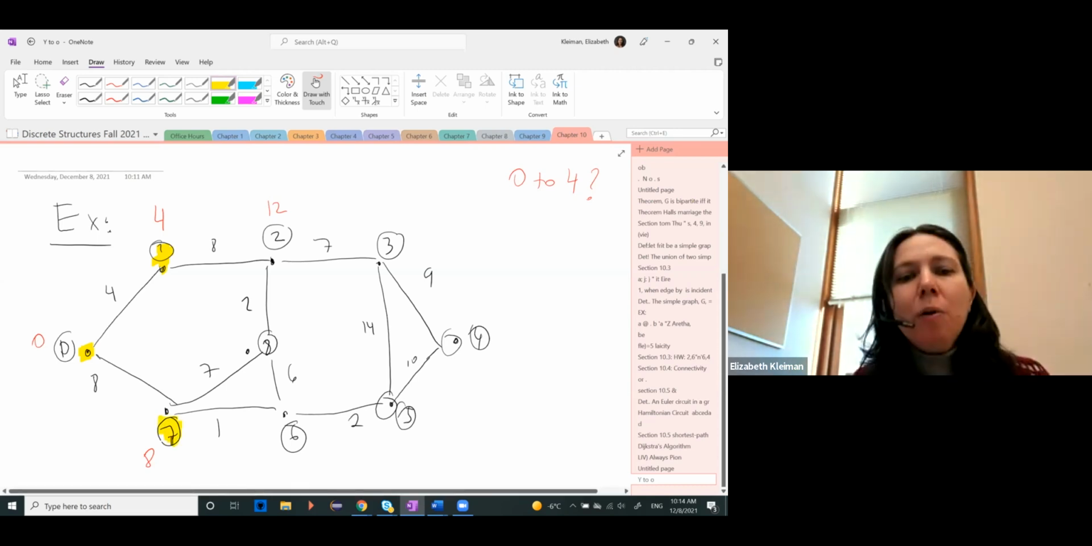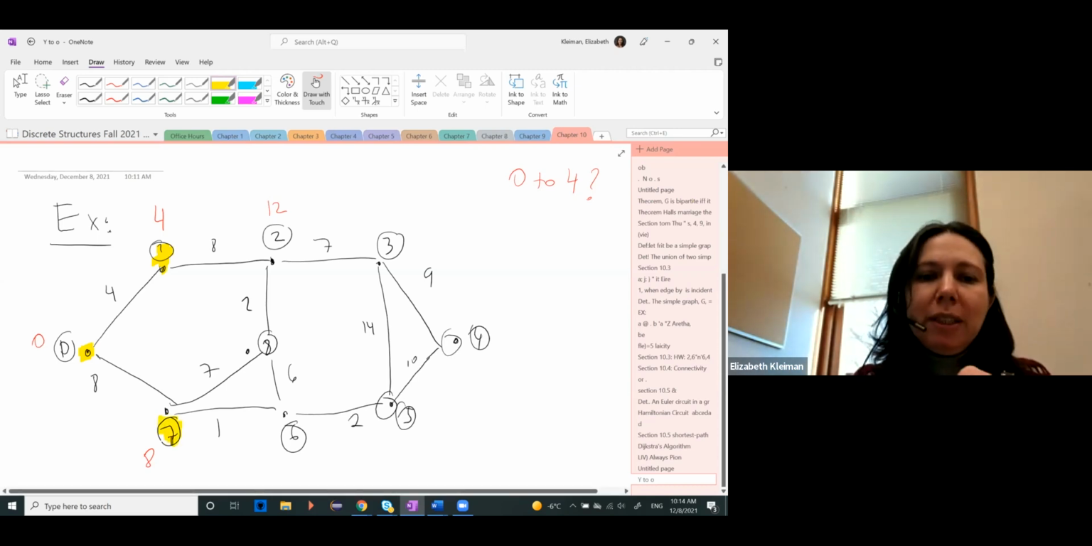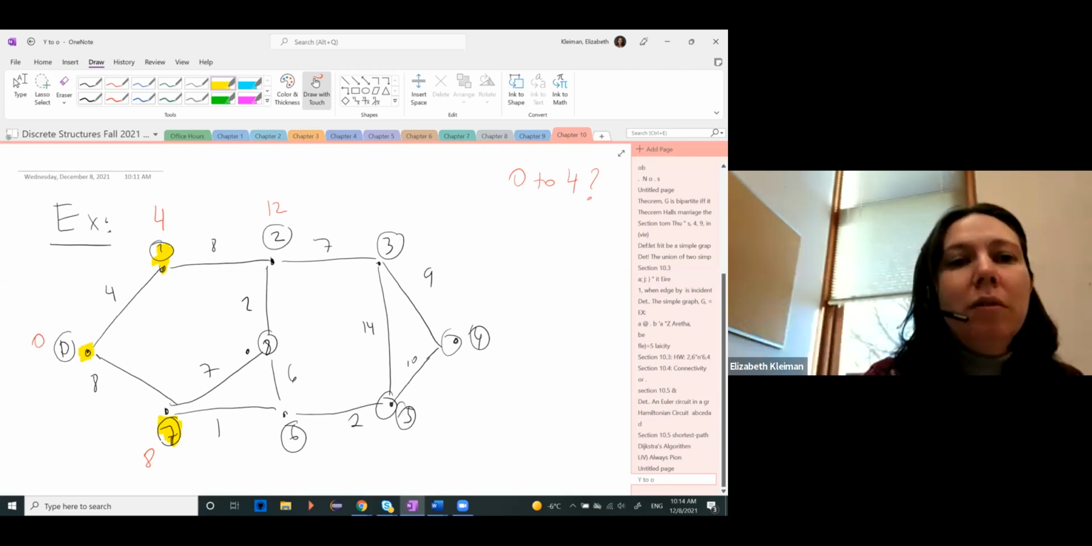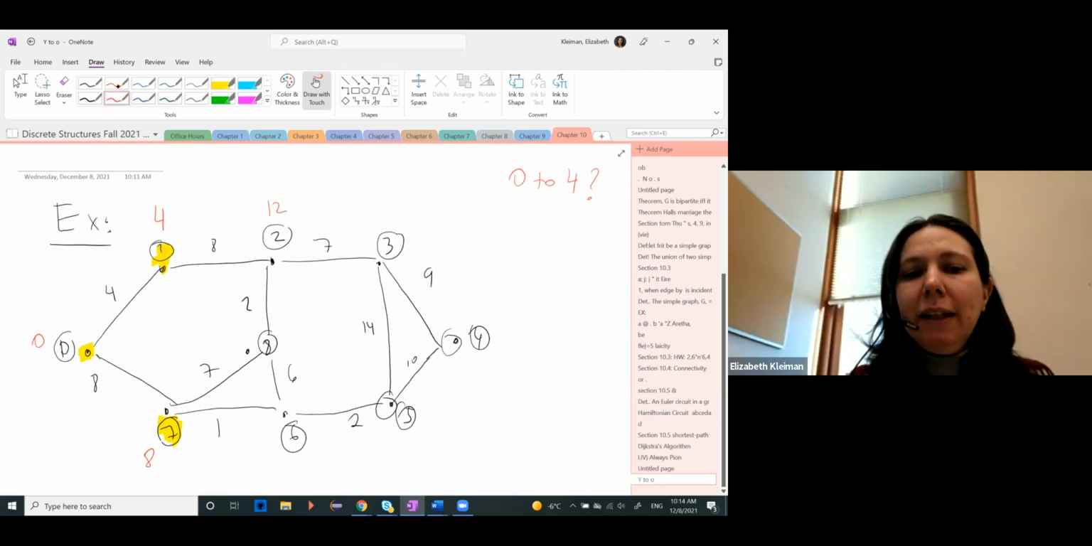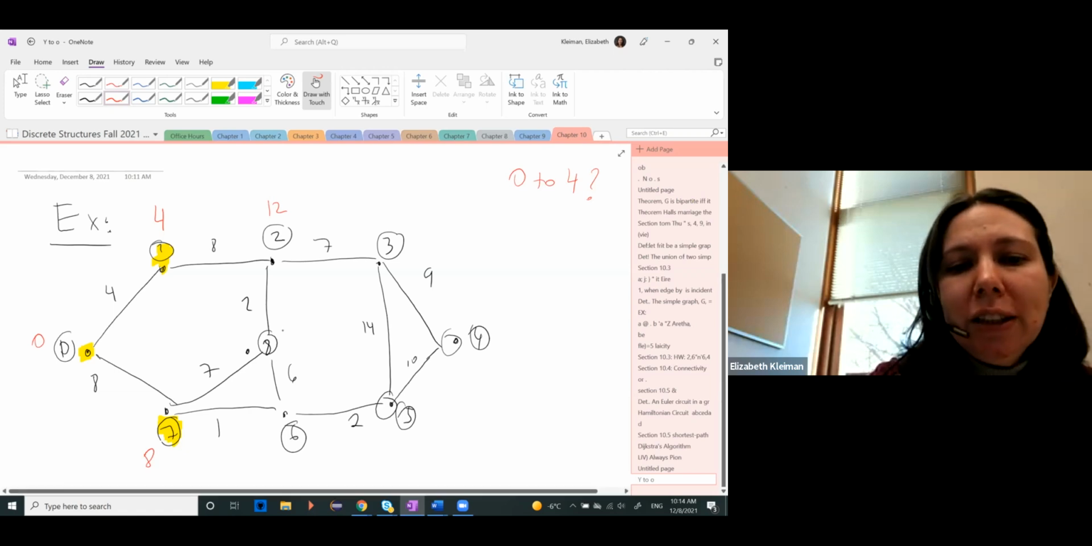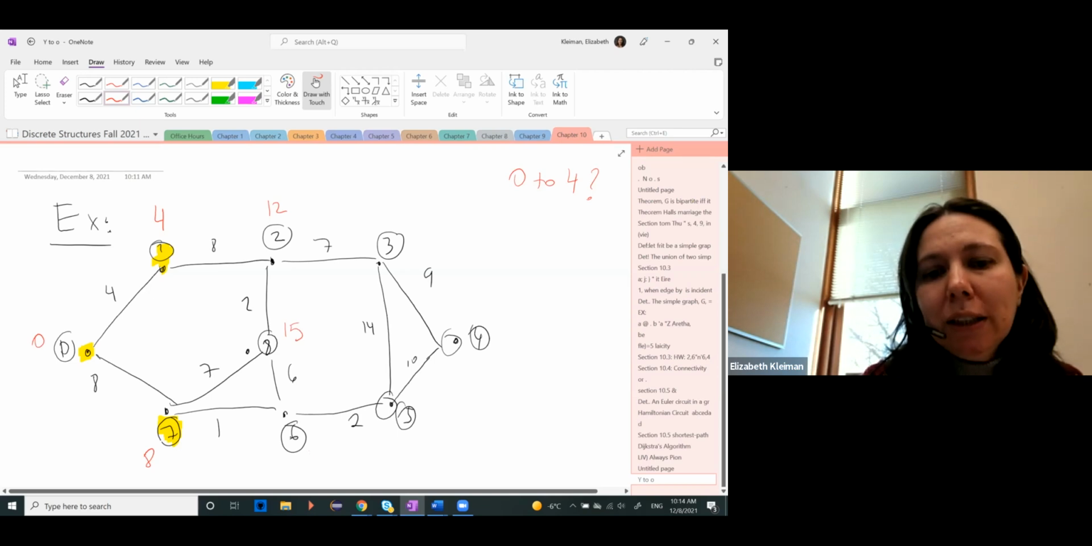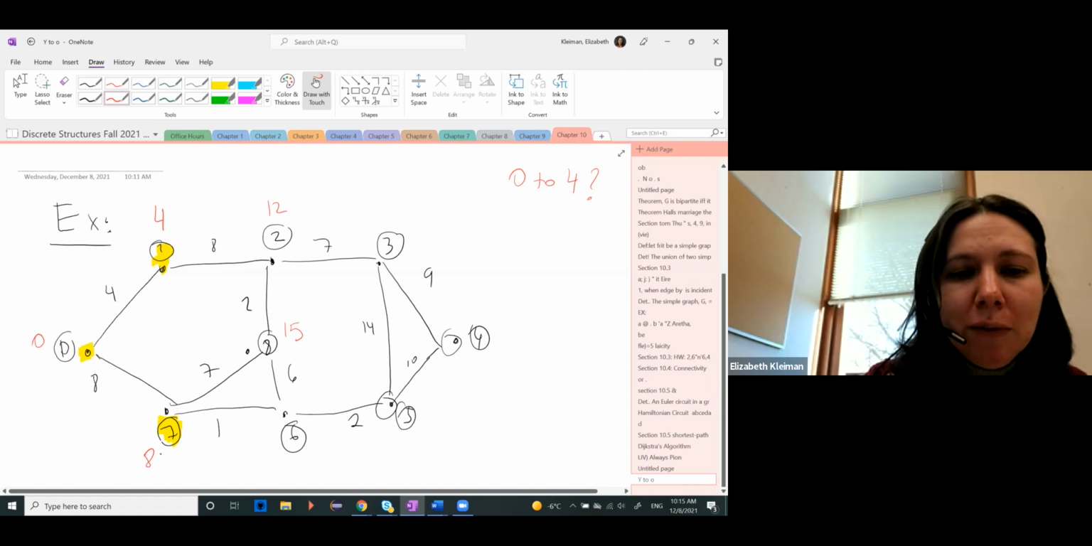7. Where can I get to from 7? From 7, I can get to nodes 8 and 6, correct? 8 and 6. So I need to change this one to 15, and this one, 6, is going to be 9. 9 is correct because it's 1 plus 8.